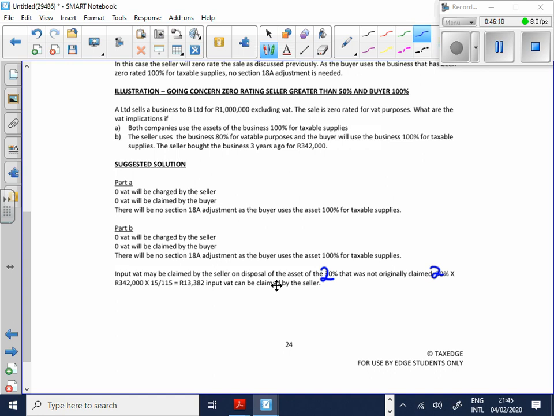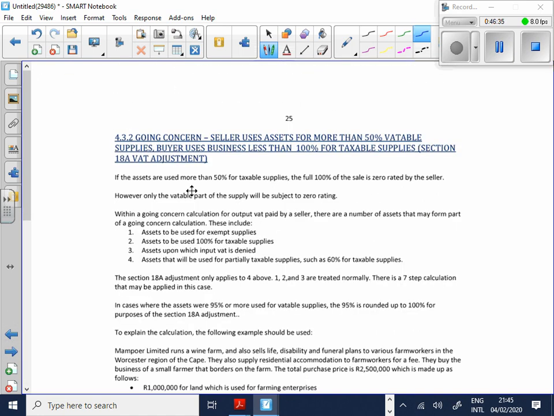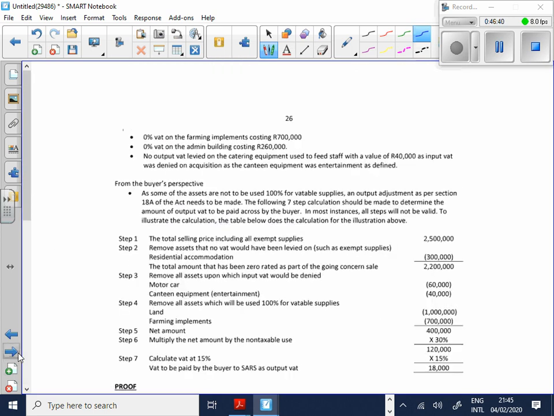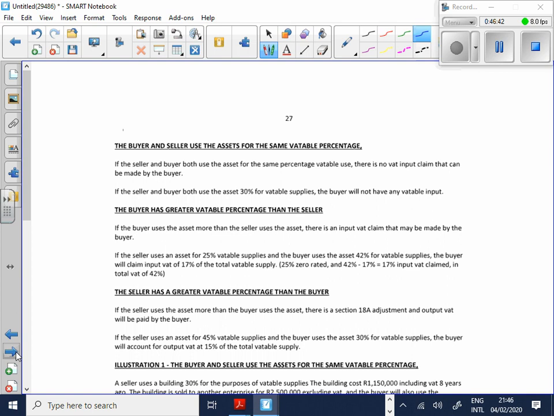So in the homework, I'm going to give you a question called Flex. You actually charge output at 0, and then you claim input on whatever you didn't claim before. You just tell them this is the section, and I zero rated. Here's an agreement, and I didn't claim all my VAT, and I'd like to claim my VAT adjustment. Is that all right? Okay. Next one. That's a very detailed one.